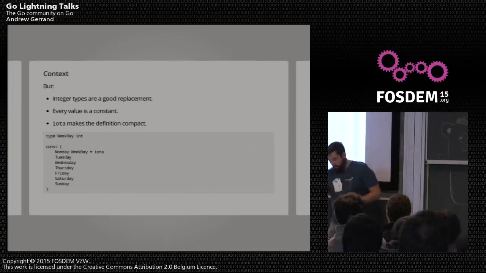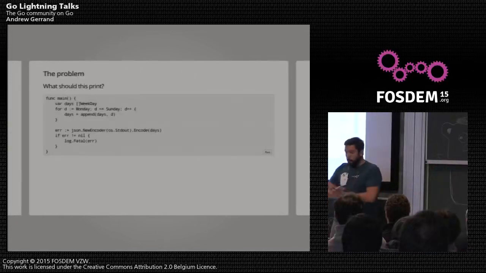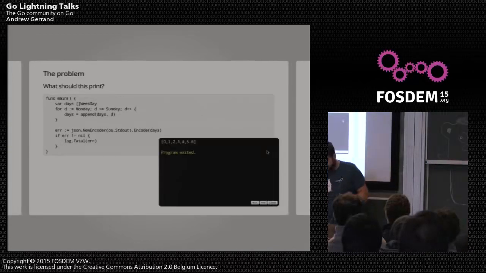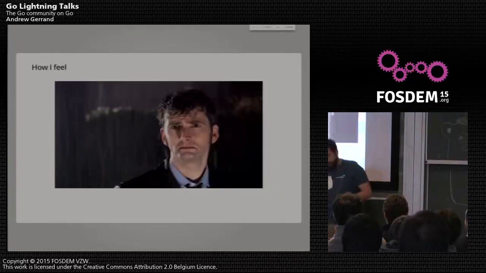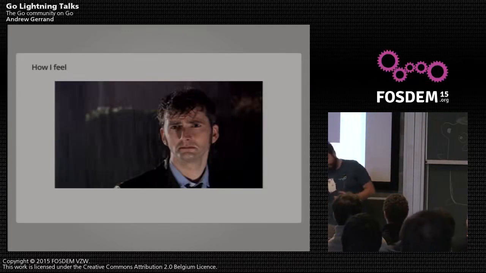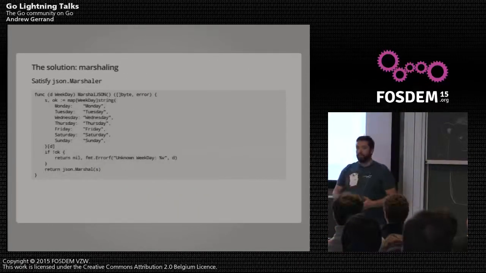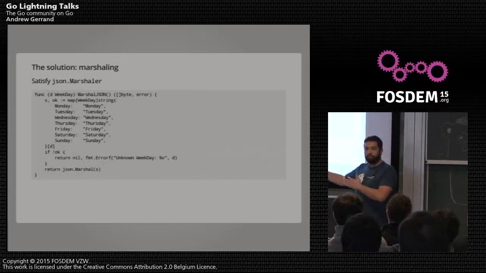And I did this, and I was like, okay, that's cool. Now I want to encode something that has a slice of weekdays in this case, and I try to print it, and I get this, and I'm pretty sad at this point. It's like, really? This is not really useful for me. But then I read the specs, and I have a longer talk about this. But basically, you have to use JSON Marshaler.